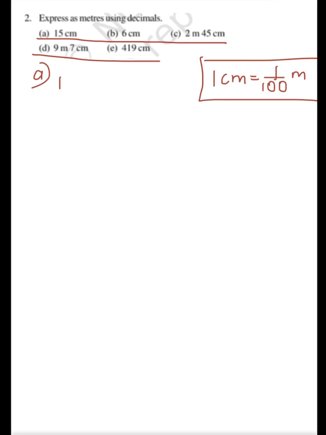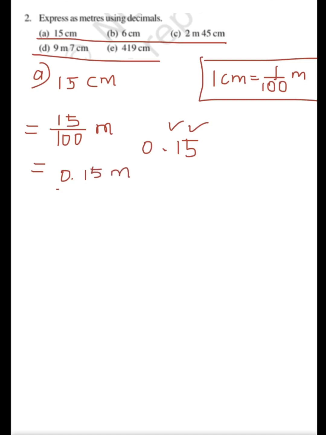Our first question is 15 centimeter. So what will be 15 centimeter? 15 centimeter will be 15 by 100 meter. Now it's very easy to divide 15 by 100. 15 by 100 means 1, 2. So here you will put the decimal point. So our answer will be 0.15 meter.